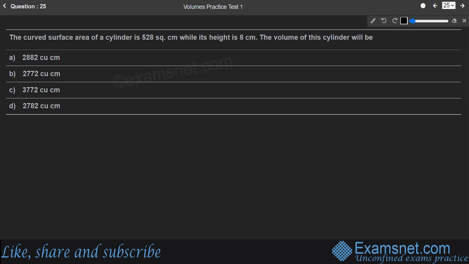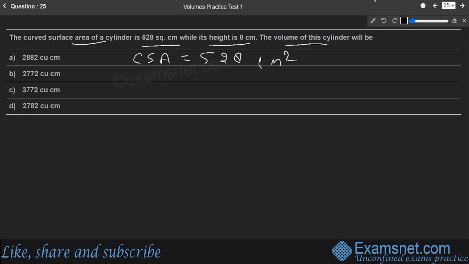Okay, so the question says the curved surface area of a cylinder is 528 square centimeter while its height is 8 centimeter. Find the volume of the cylinder. So we will equate each and everything one by one and then try to create the dimensions. First of all, he says the curved surface area of a cylinder is given by 528 centimeter square.